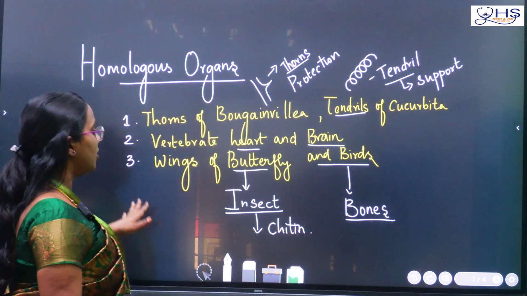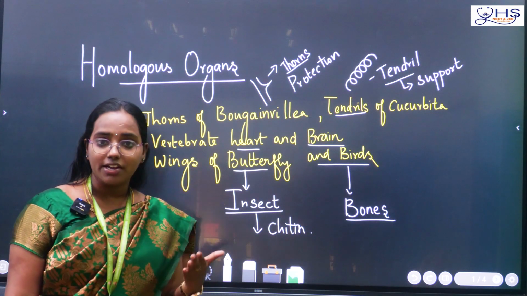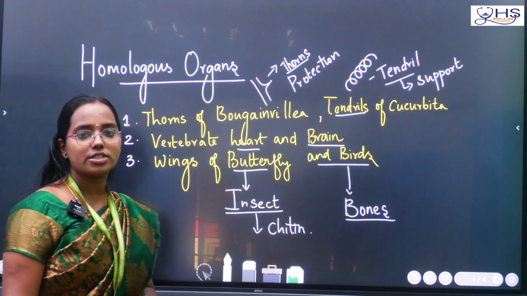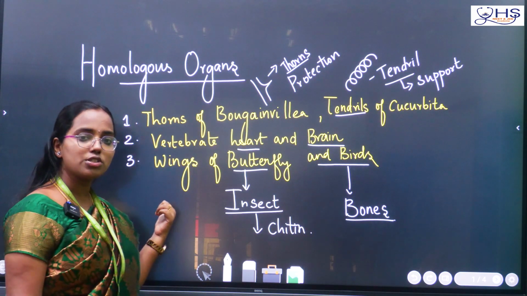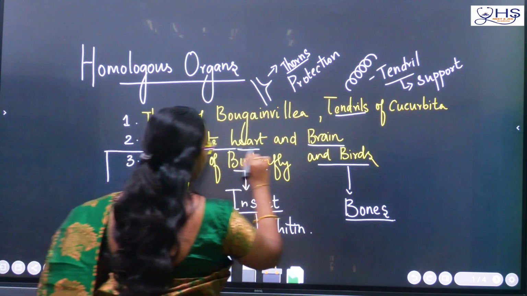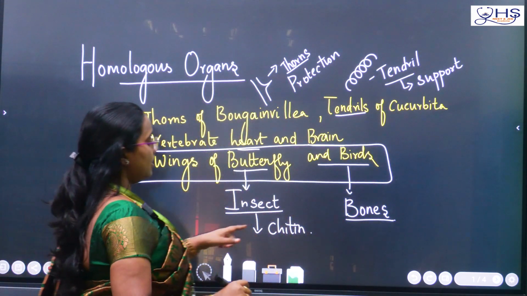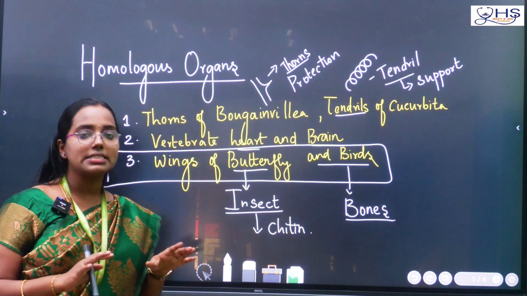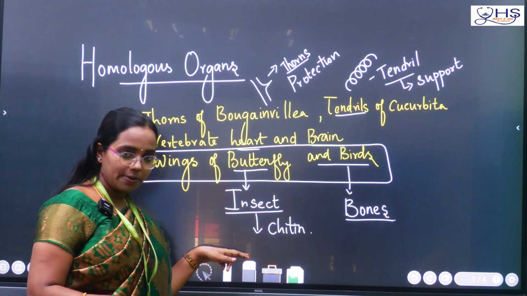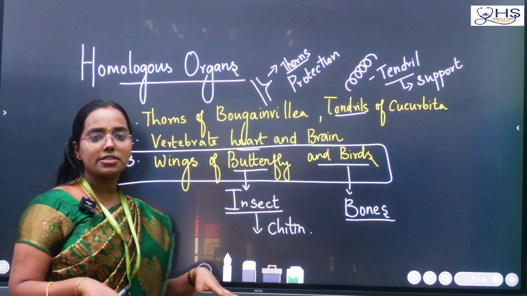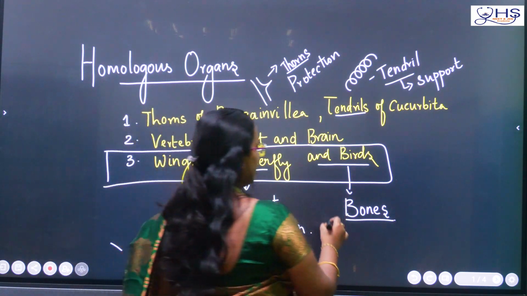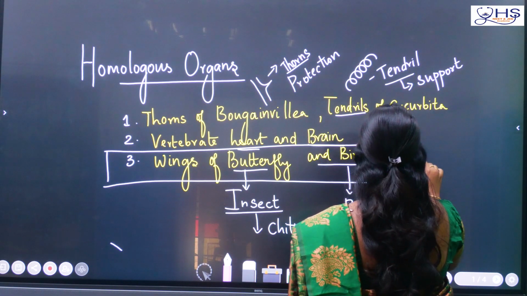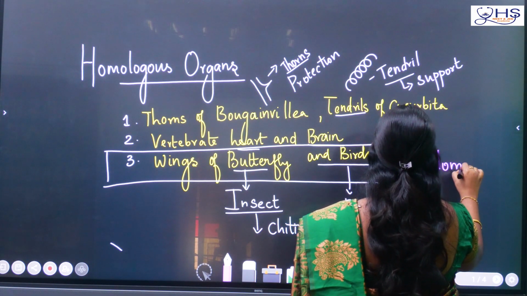This third statement I have kept to check whether you are aware if it is an example of homologous organ or analogous organ. Can you say? The third statement. You can see the anatomy of butterfly and anatomy of bird is same or different? It is different. Why? Because the insect wing is made up of chitin, whereas the bird's wing is made up of bones. So here the anatomy is entirely different. I am using a different color for your identification.